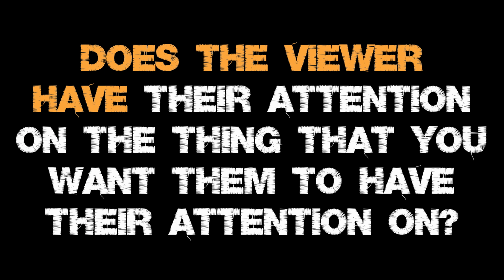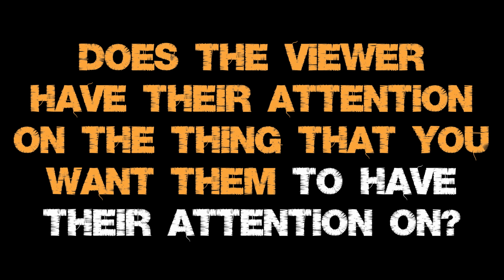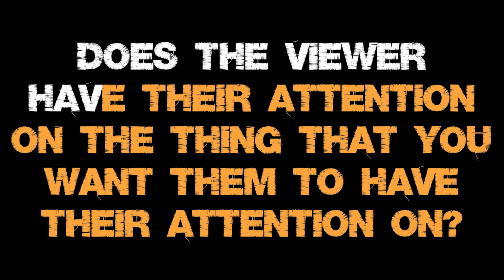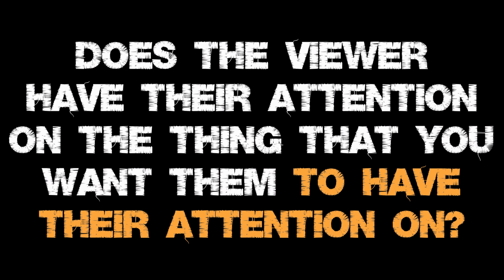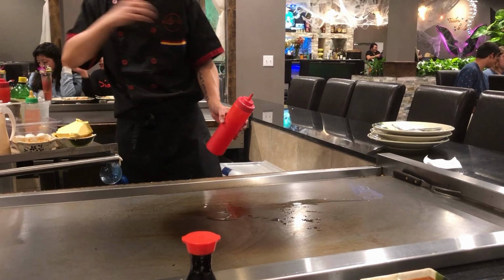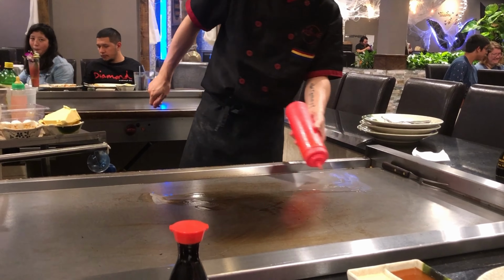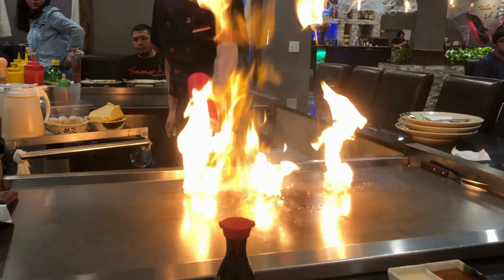One of the number one questions that I recommend you ask when you're making a film, or looking at a film that you have made, is: does the viewer have their attention on the thing that you want them to have their attention on? It is very, very important when you're making a film. You want to make sure that your viewer's attention is directed toward what you want it to be directed toward. Make sense? Okay, so as an example, have you ever watched a home video, maybe something that your mom recorded on her iPhone on a vacation somewhere?